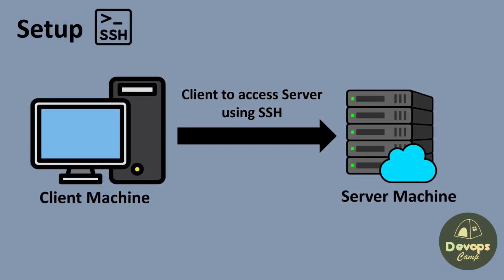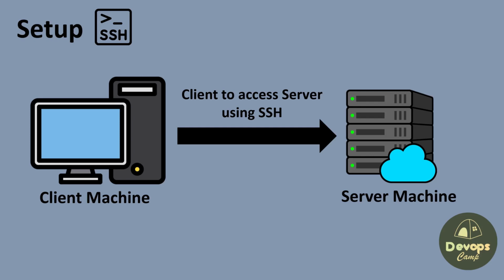To begin, we need two machines. Our first machine will be the client machine, from which we want to connect remotely. The second machine will be the Linux server we want to connect to. Make sure both machines have SSH installed and running. Let's start on the client machine.